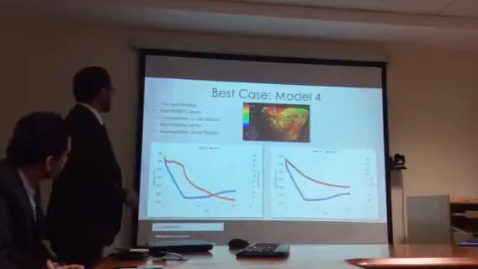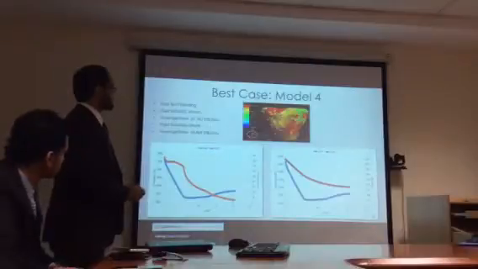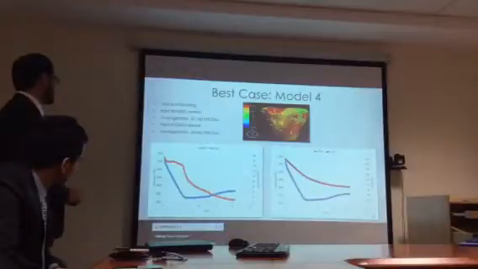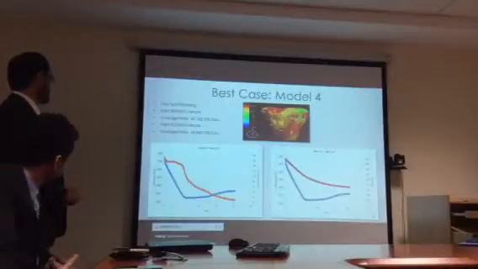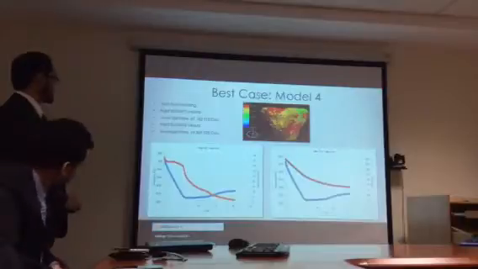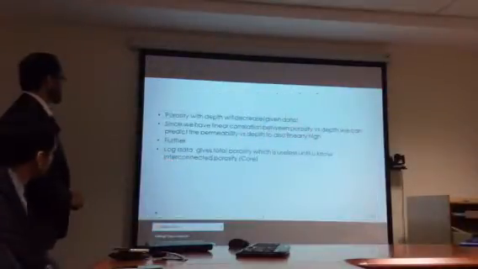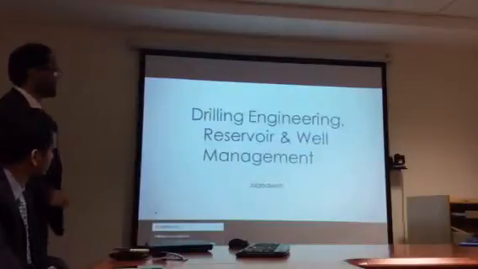Our best case is model 4, which has in total 11 producers, 8 water injectors, and 1 gas injector placed right at the crest of the reservoir. You'll see in the FOPR, the field oil production rate, we have a peak oil flow in this region, whereas later on it decreases. And yes, I'll move on.